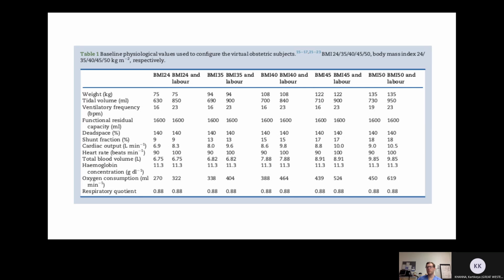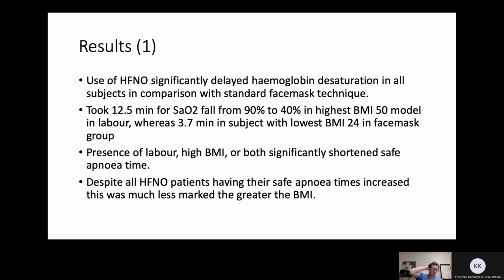And as well, they've increased your oxygen consumption in keeping with being pregnant, but also increasing when you've got a higher BMI, which we know happens as well. And the respiratory quotient is the same for all of them. So in terms of results, I'll show you the tables in a minute, but use of high flow significantly delays desaturation in all subjects in comparison with standard face mask technique.